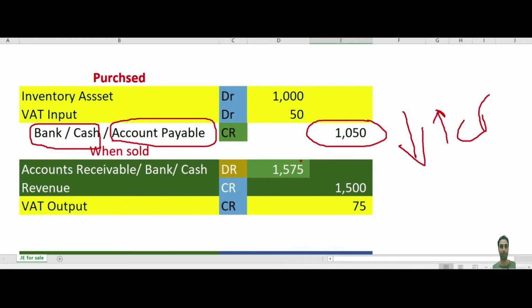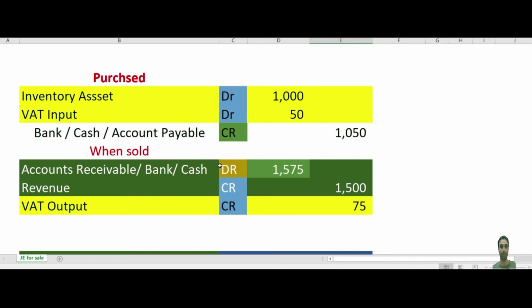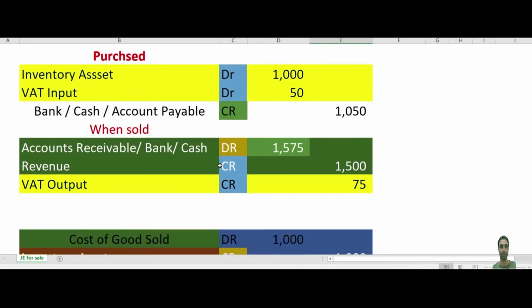Okay, all right, now what will be the journal entry if we sell these items? Either we will sell it on bank, on cash, or on credit. If we sell it on credit, what will happen? Cash or bank will increase with the total amount of sale plus the VAT amount. So the total amount has increased, and increase in asset is debit.